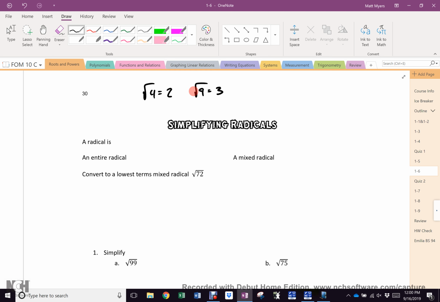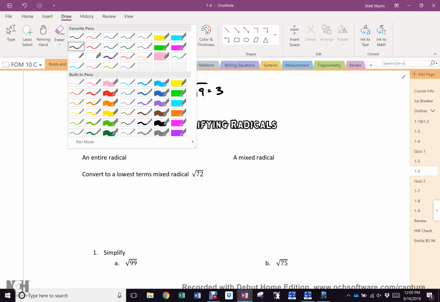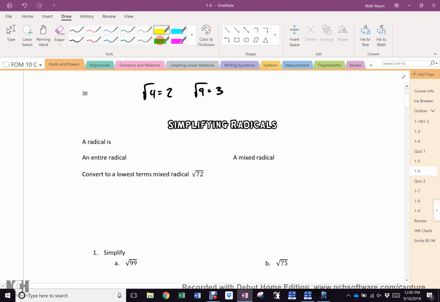But first thing we got to do is talk about some of these words, because as you know, I use the real words, right? So the first thing we got to do is talk about what a radical is. And a radical, and again, you don't have to write down everything I write, okay? But you need the key words. So I'm going to write a whole definition here.